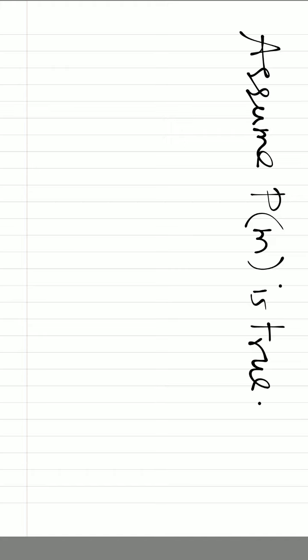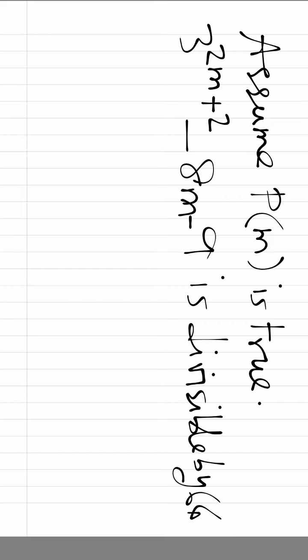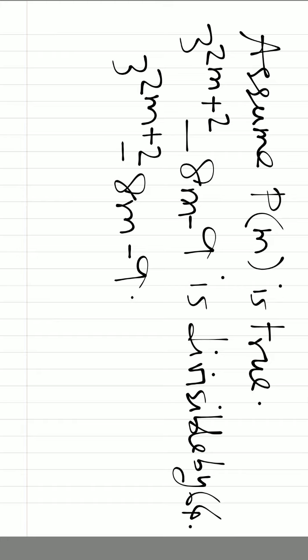So then what we can write? We can write 3 to the power 2m plus 2 minus 8m minus 9 is divisible by 64. Now whenever something is divisible by 64, we can write that expression, here it is 3 to the power 2m plus 2 minus 8m minus 9, to be a multiple of 64 also.